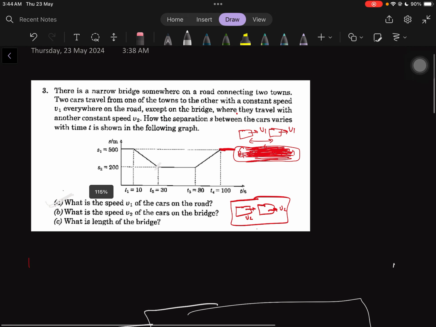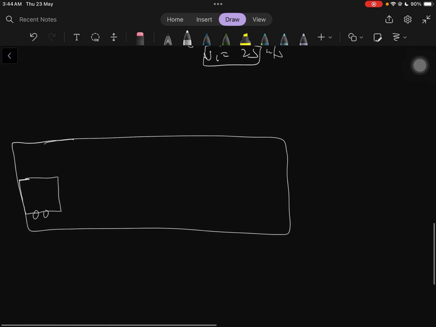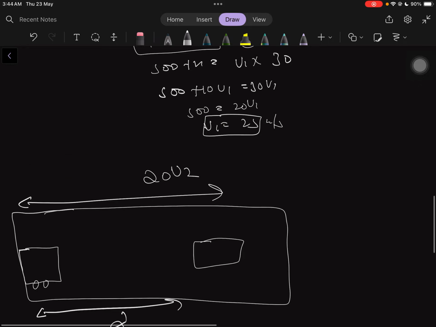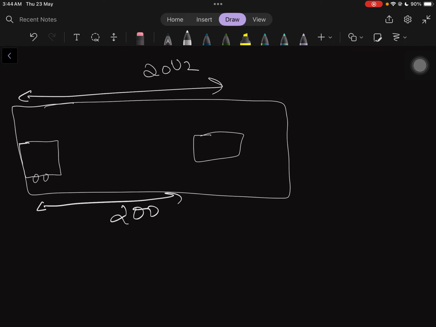But we know that your first car has traveled for 30 minus 10, which is 20 seconds, on the bridge with the velocity v2. So I can say that your second car is here, and this distance should be equal to 20 v2, but the separation between them is given as 200. So we can directly say that 20 v2 is equal to 200, so v2 is equal to 10 meter per second.